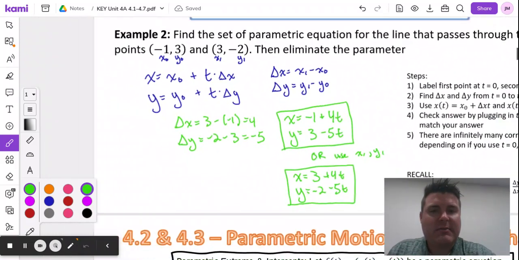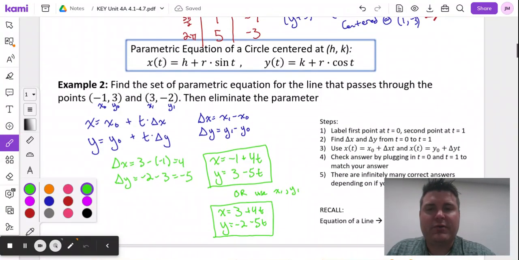So there you go. There are our notes for 4.1, 4.4, which is everything to do with parametrics, including lines and circles.